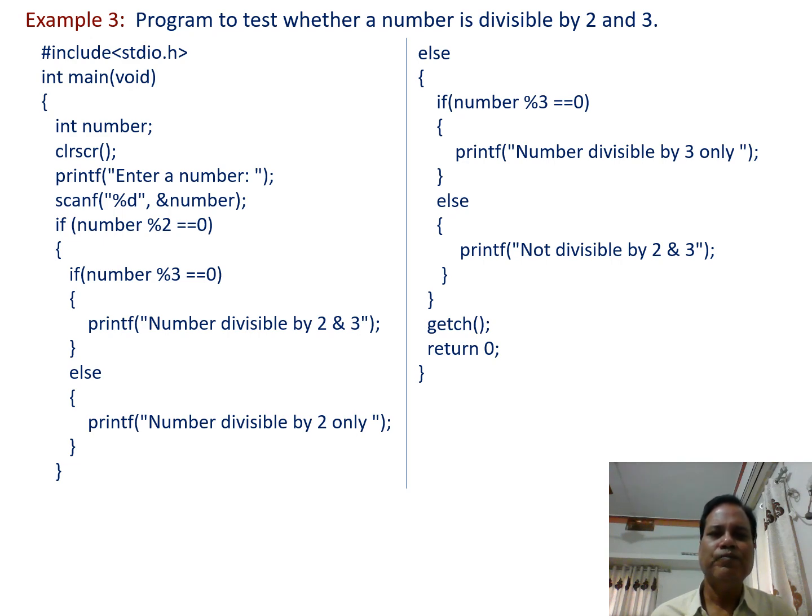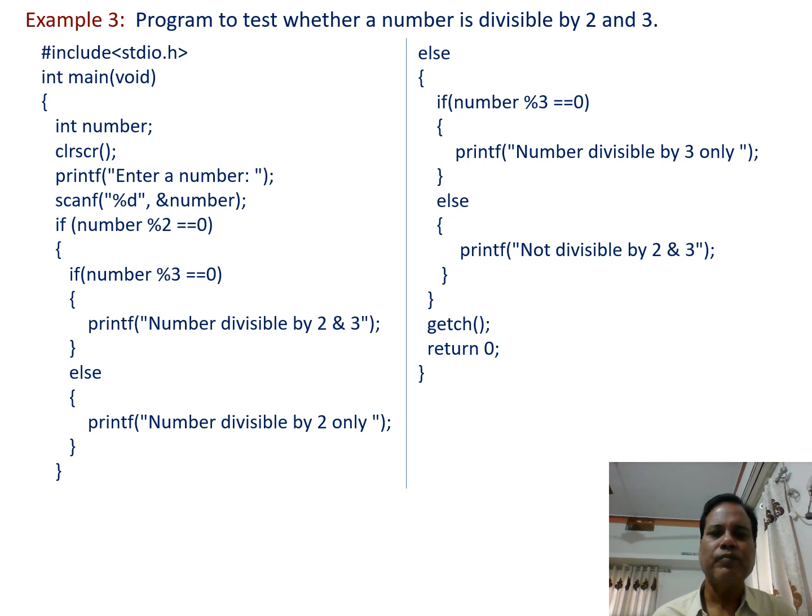So in this program, int number, we declare one variable number of integer type because we have to input only one number. Then we print a message, enter a number, whereby we enter a number and that number is taken in and stored by the variable number using the scanf function. Then we use nested if else, so the first if we can say is the outer if else.